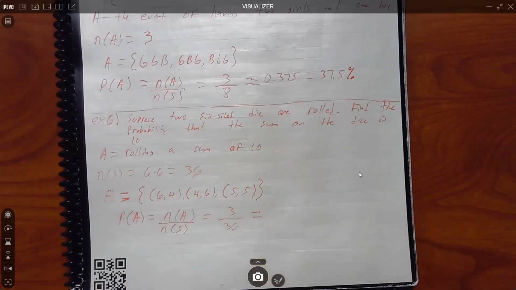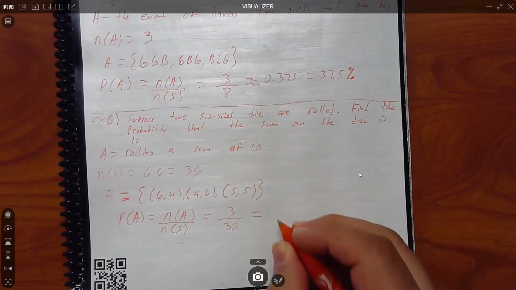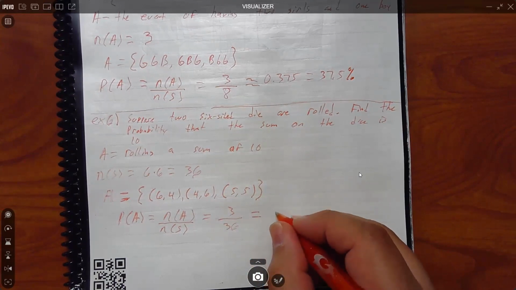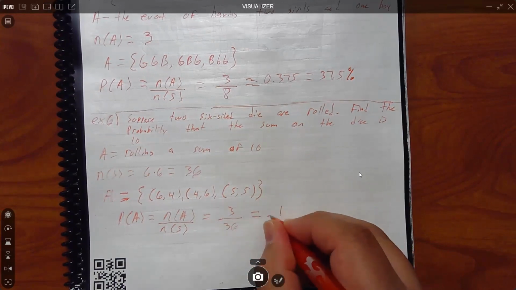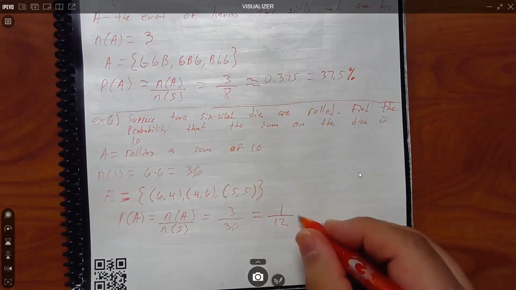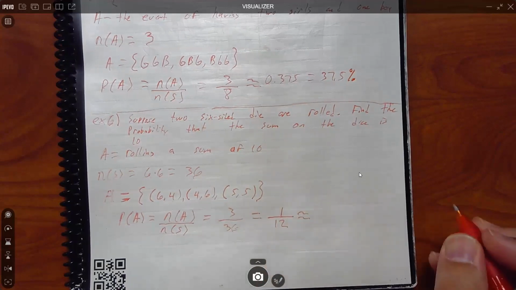Does it reduce? It goes to just 0.083 repeating. What is it as a fraction? 1 out of 12, right? 1 out of 12. And what was the decimal?